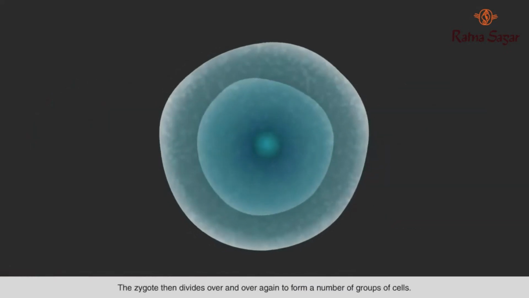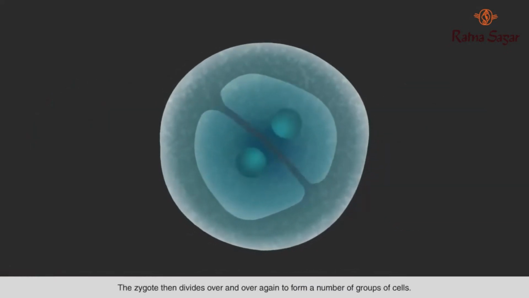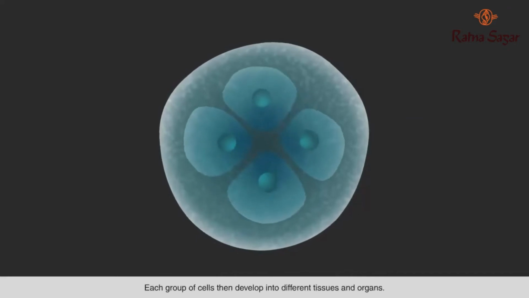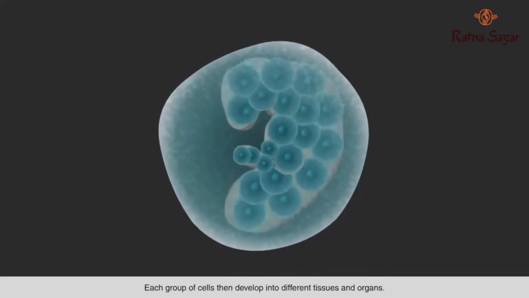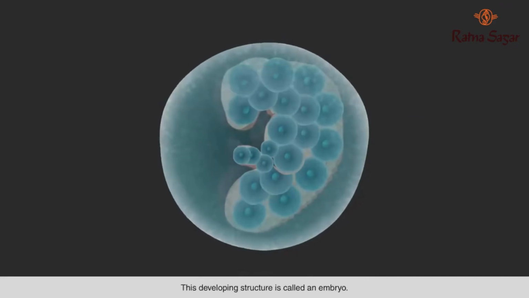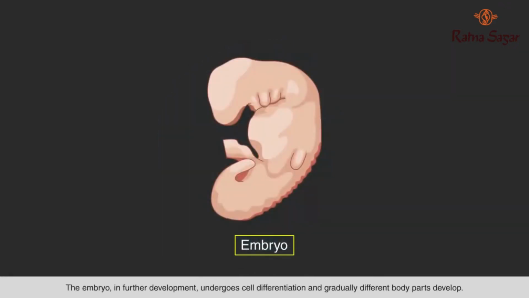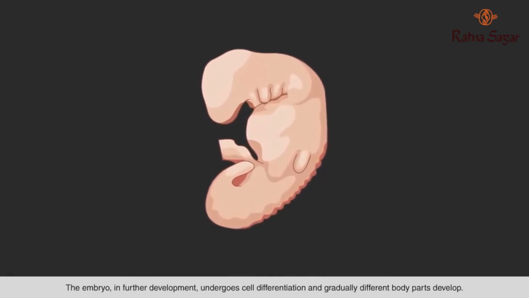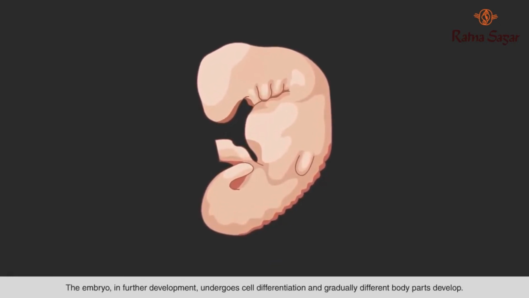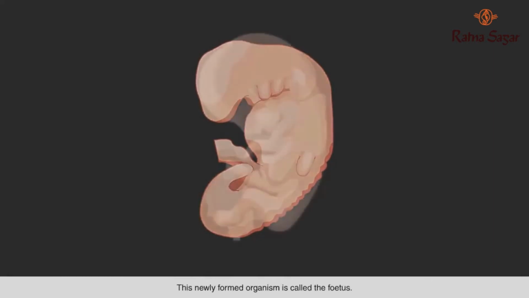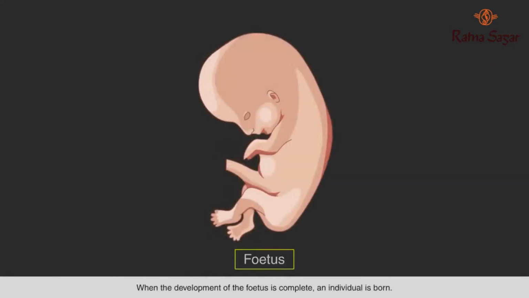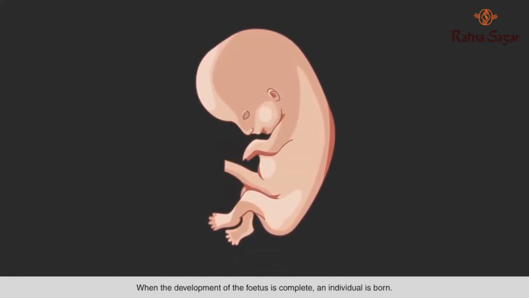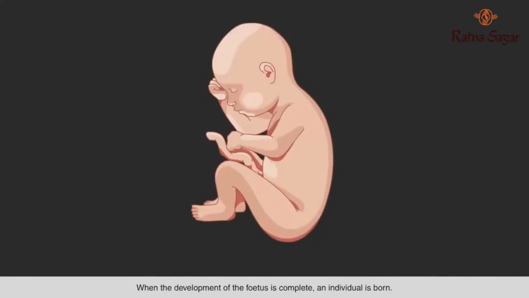The zygote then divides over and over again to form a number of groups of cells. Each group of cells then develops into different tissues and organs. This developing structure is called an embryo. The embryo in further development undergoes cell differentiation and gradually different body parts develop. This newly formed organism is called the fetus. When the development of the fetus is complete, an individual is born.